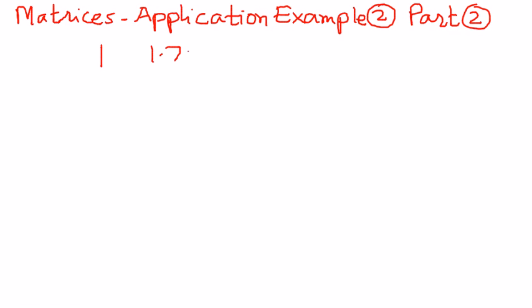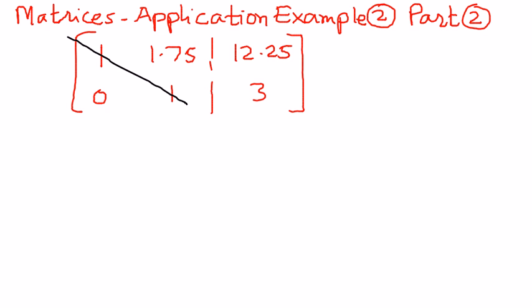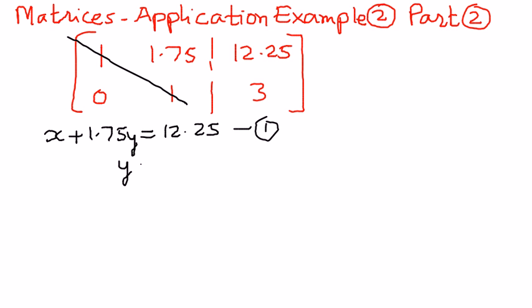Where we left off in part 1 was at this point: 1, 1.75, 12.25, and then the second row was 0, 1, and 3. This is where we left it, and therefore to be able to write a system of linear equations from this final augmented matrix, we can write it as follows: x plus 1.75y is equal to 12.25. That is our equation number 1, and then the second equation is y equals 3. This is our second equation, and then we have a solution here.